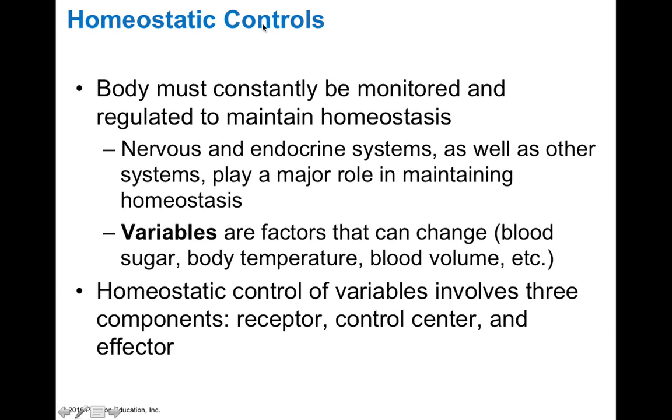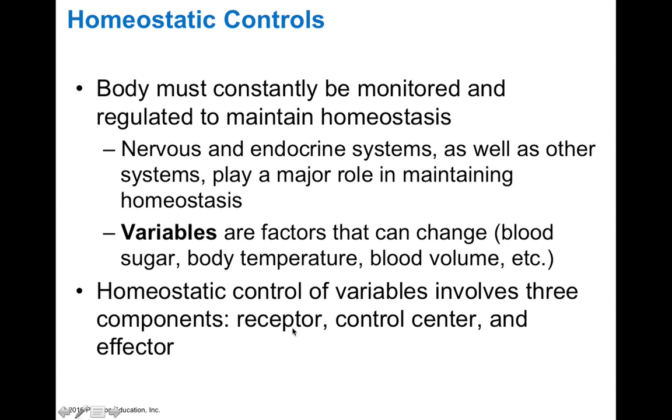So in order to maintain homeostasis, we have to constantly monitor your internal body state. And so it turns out your nervous and endocrine systems, as well as other systems, play a major role in maintaining homeostasis. And they do this by measuring variables. Now, variables are those factors that can change. Things like blood sugar, body temperature, blood volume, blood pH, and stretch of certain organs. These are all variables.